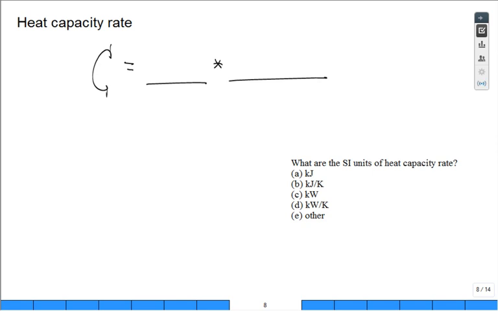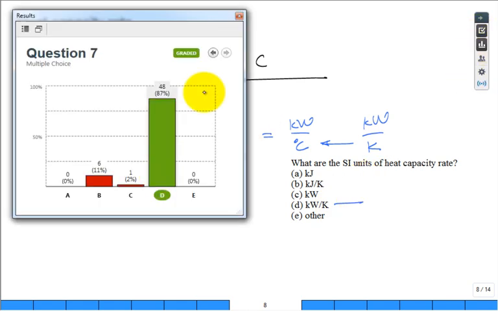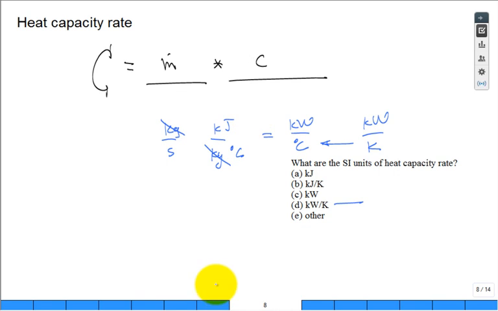All right, so let's pick it up here. It was the product of the mass flow rate times the specific heat, and we just went through those units, kilogram per second, kilojoules per kilogram degree C. You cancel those. You're left with kilowatts per degree C, but you know this is a temperature change, so it's just as well kilowatts per Kelvin. And the best answer is D. Everybody on board? All right.